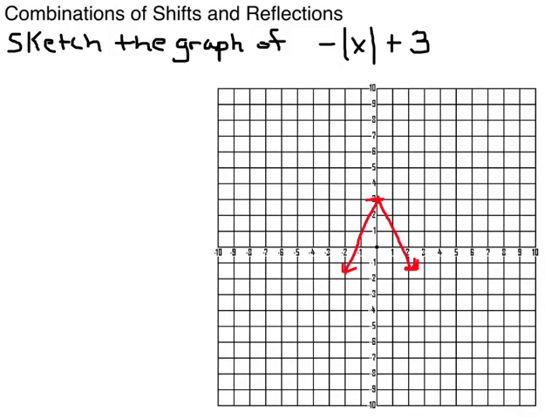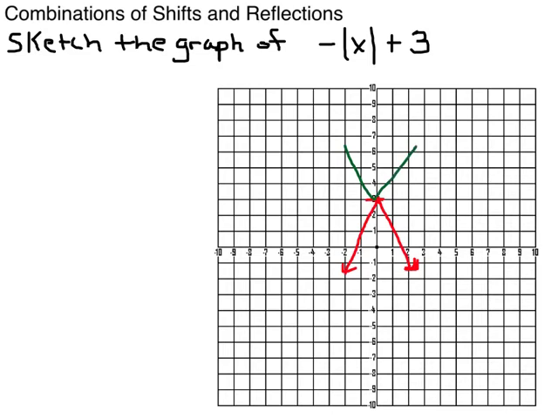Okay, and then for the final part of the lesson, it's combinations of shifts and reflections. So you can actually do both. You can shift up or down or horizontally, and you can have also a reflection where it's like flipped upside down. All right, and this is an example of that. So we've got absolute value of x. If it were just simply absolute value of x plus 3, then we would shift the vertex up to positive 3, and it would look something like this. This would be our vertex.